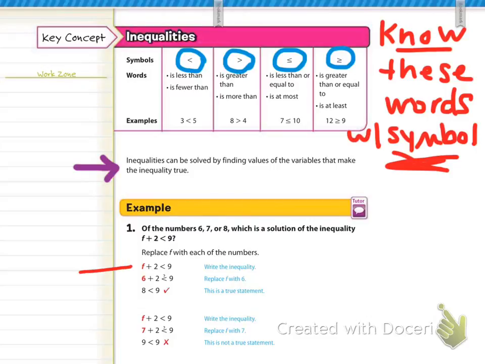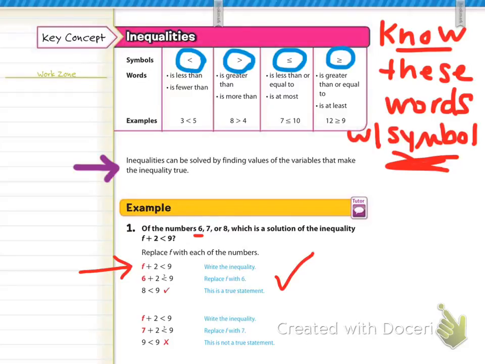So here we are substituting for F the choice number 6. And 6 plus 2, we have to ask ourselves, is 6 plus 2 less than 9? And 6 plus 2 is 8, so of course 8 is less than 9. This is a true statement. That would be a correct solution.